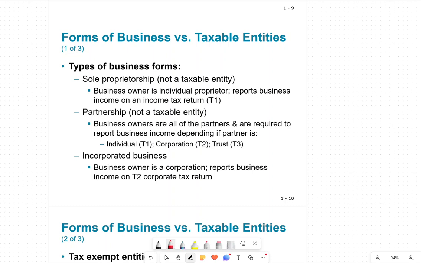Now going further, forms of business versus taxable entities. If you're a sole proprietorship, you're not a taxable entity, but you have to pay taxes. You'll be called a business owner. An individual proprietorship reports business income on its personal income tax, so you will be doing a T1. We call personal tax the T1. If you own a business, you put it with your individual taxes.